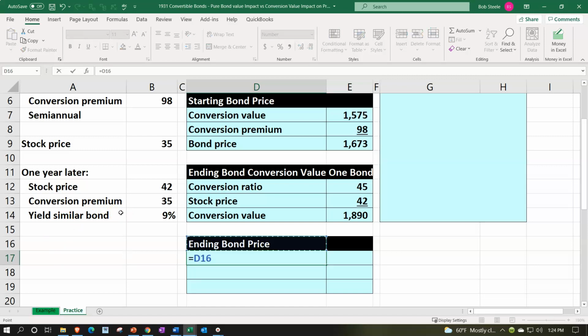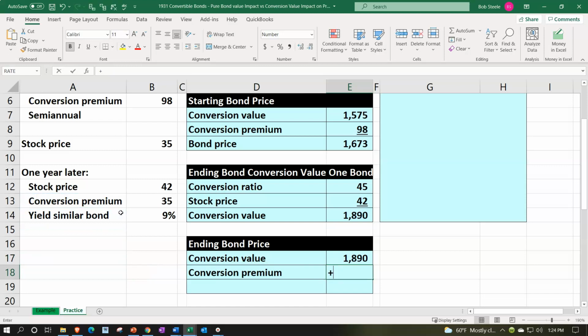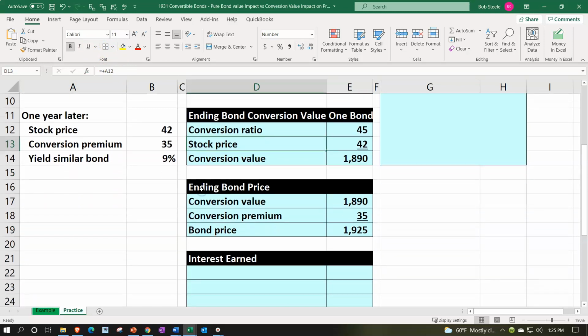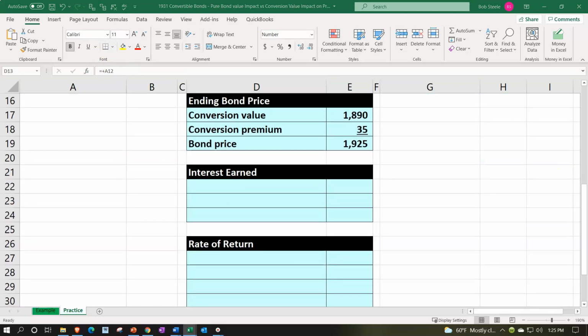So that's going to be our conversion value of the $1,080 and the conversion premium of the $35 to give us our ending bond price at this time, 1 year later, equaling the sum of those two items, giving us the $1,925. We'll put an underline under the 35 here, and then we could figure out the interest earned to get to our rate of return. So what would be the return that we would basically have?